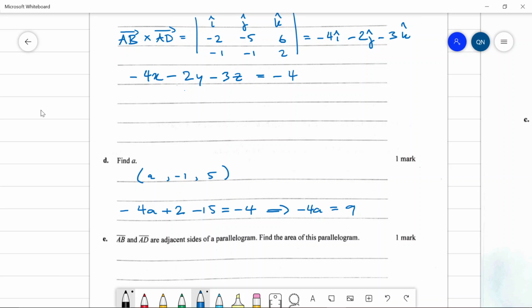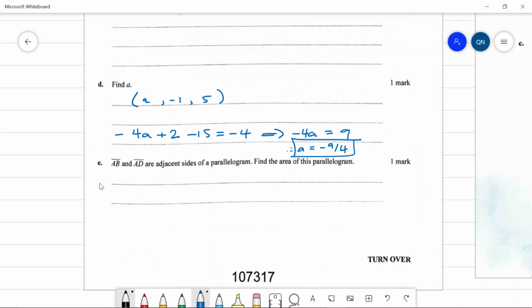Let's just make sure I did that right. So I add 15 on both sides, so I get 15 minus 4, which is 11, minus 2, which is 9, and then divide by negative 4. So therefore, a is negative 9 on 4. I'll take that as the answer.